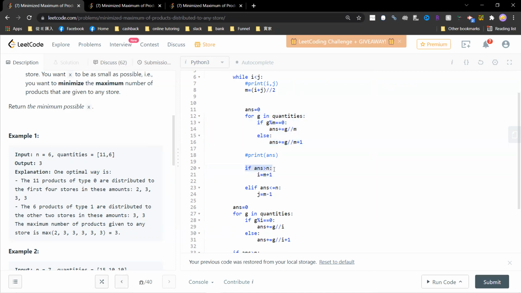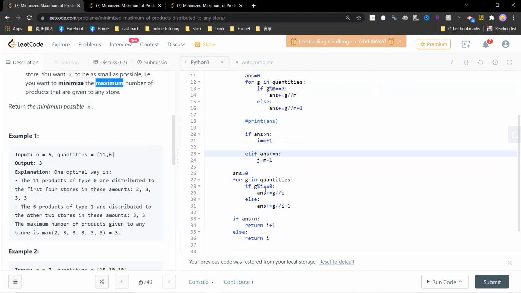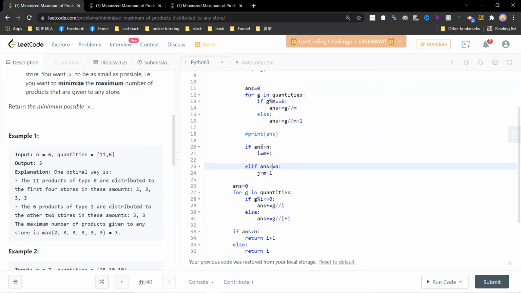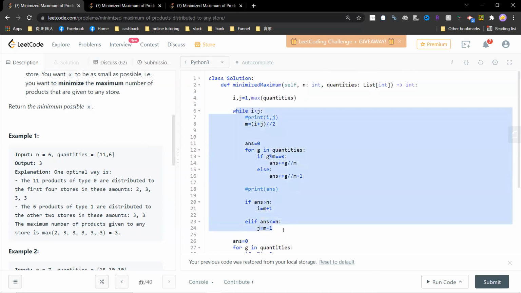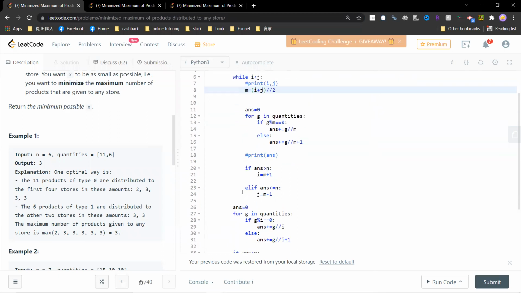And then you check whether the count is greater than the number of stores you can use. If so, that means this m is too small, so you set i equals m plus 1. Otherwise, it's less than or equal to n, and then you try to push your answer, so j equals m minus 1. You try to find a minimum of it. Finally, after all these steps, you will get something, let's say i.